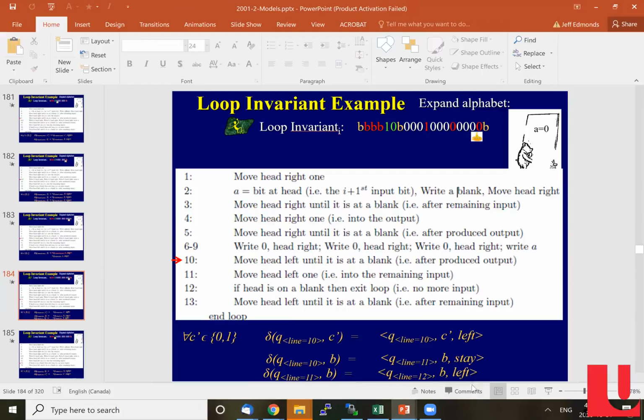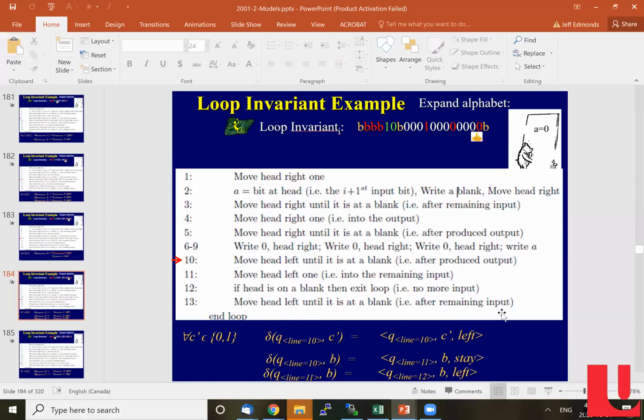I don't get why line 11... okay, I got it, I think. Everybody understand this? Where I'm in 10, I go to 11 and I stay, and then from 11 I go to 12, because what does 11 do? 11 moves the head left and goes to 12, right? So 10 goes to 11 and stays, and 11 goes to 12 and moves the head left. So does everybody understand this code?